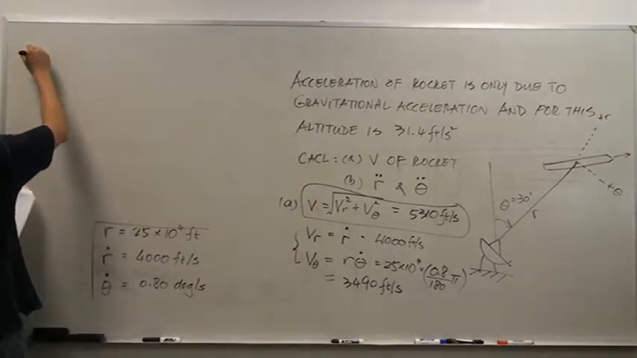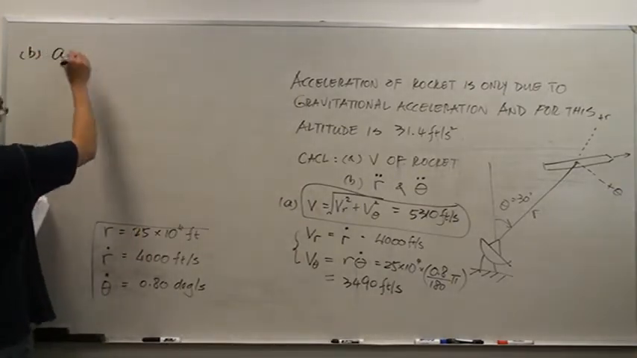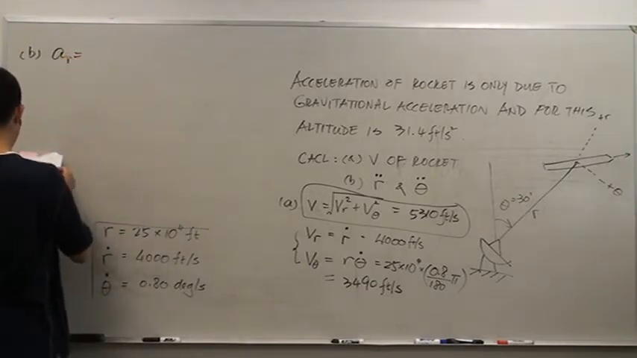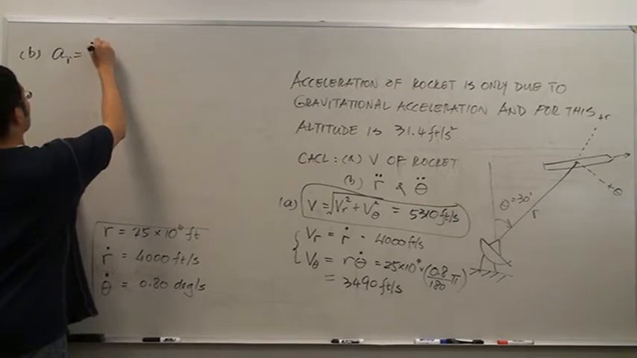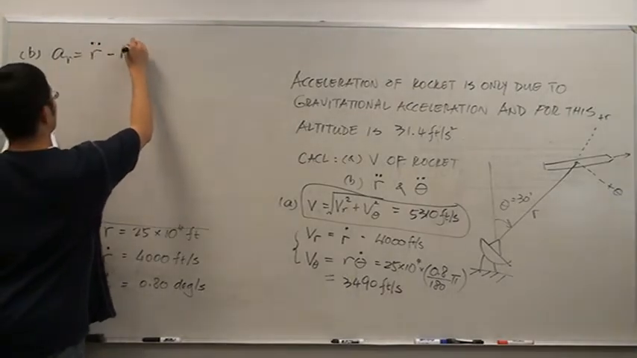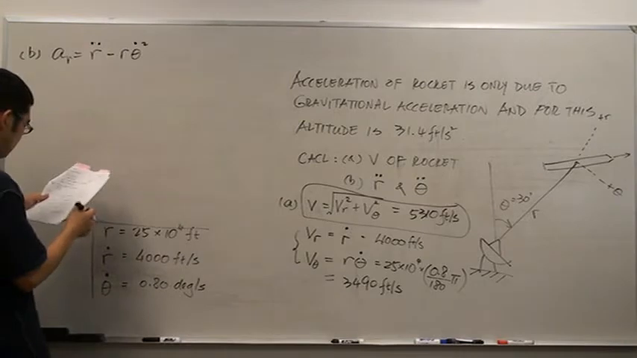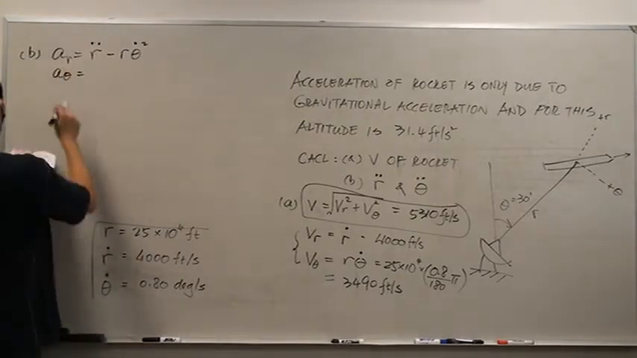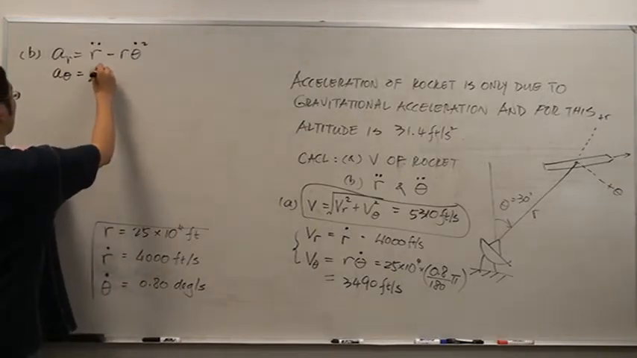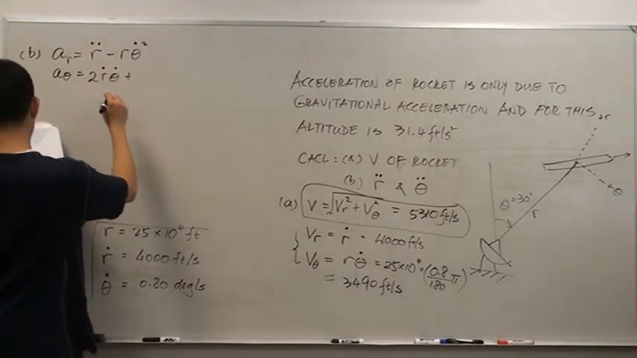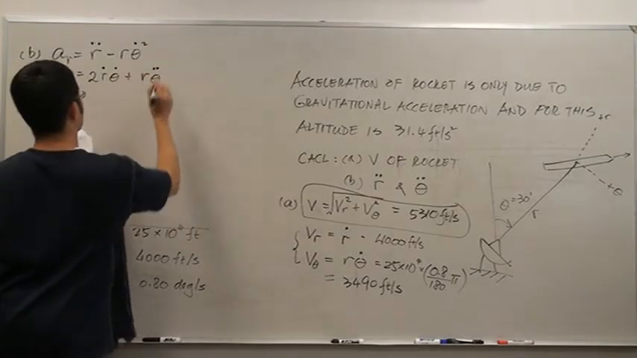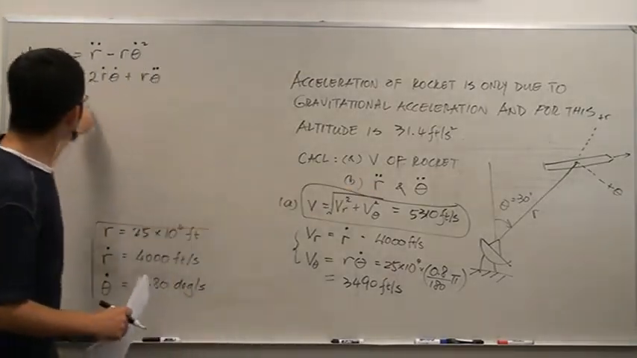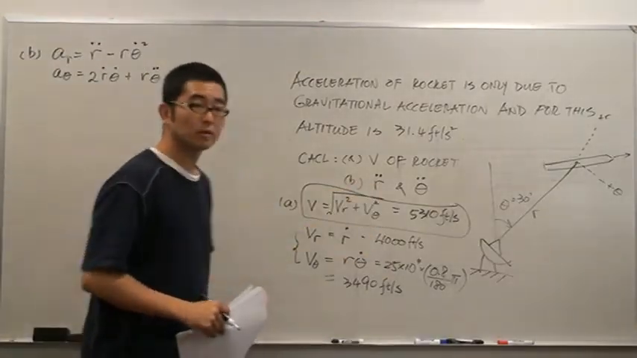So for part B, AR is equal to r double dot minus r theta dot squared. So this is equation 1. And a theta is equal to 2r dot theta dot plus r theta double dot. So from AR I can calculate r double dot, and from a theta I can calculate theta double dot.